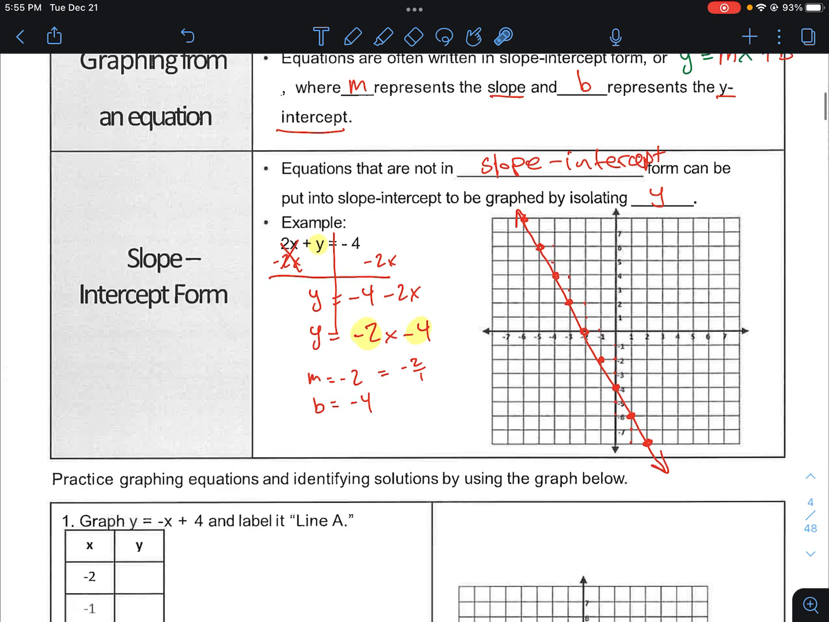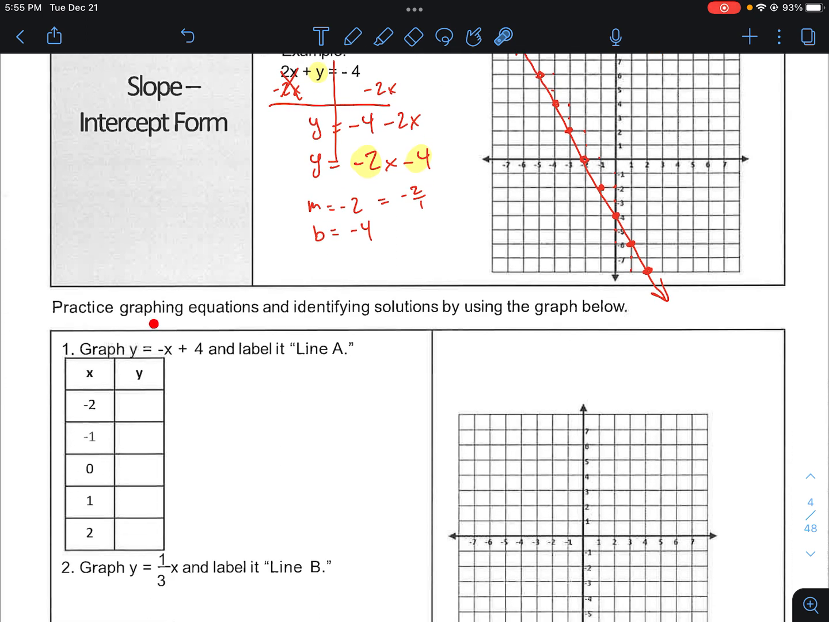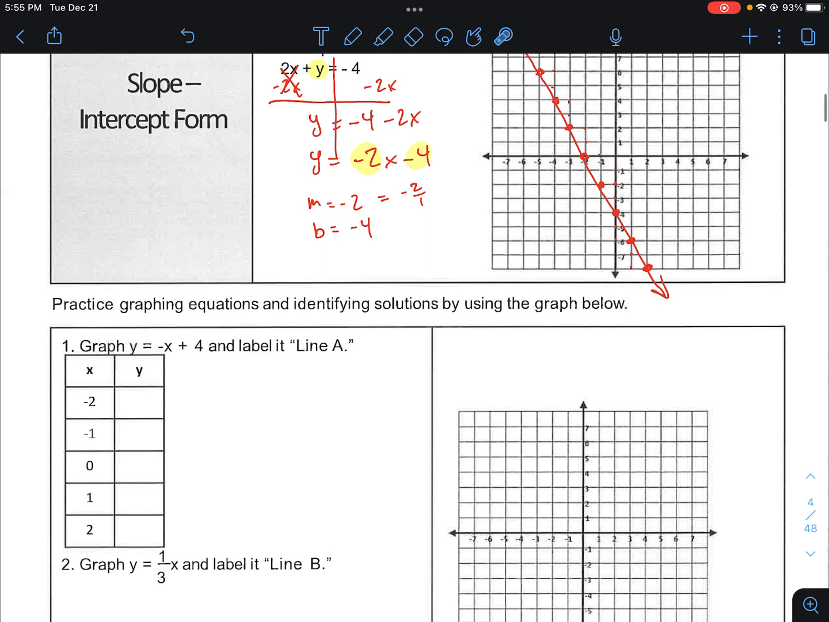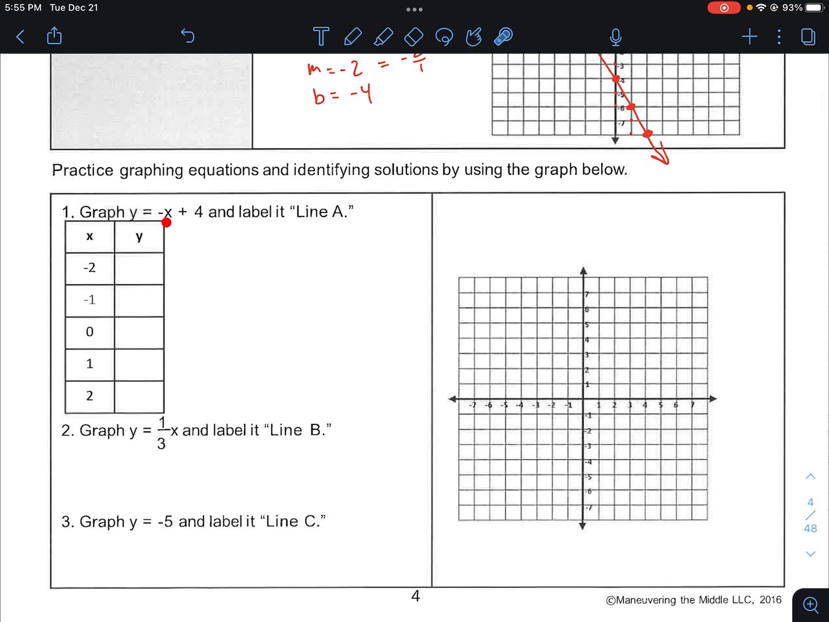So, practice graphing equations and identifying solutions by using the graph below. I need to graph y equals negative x plus 4 and label it line A. They give us a table, and a table can be helpful. If you didn't know what the slope was, well, it's whatever is in front of the x. There's an invisible 1, and it's negative, so it's negative 1. And our y-intercept is 4. And they gave us a table, so we could even put numbers in.